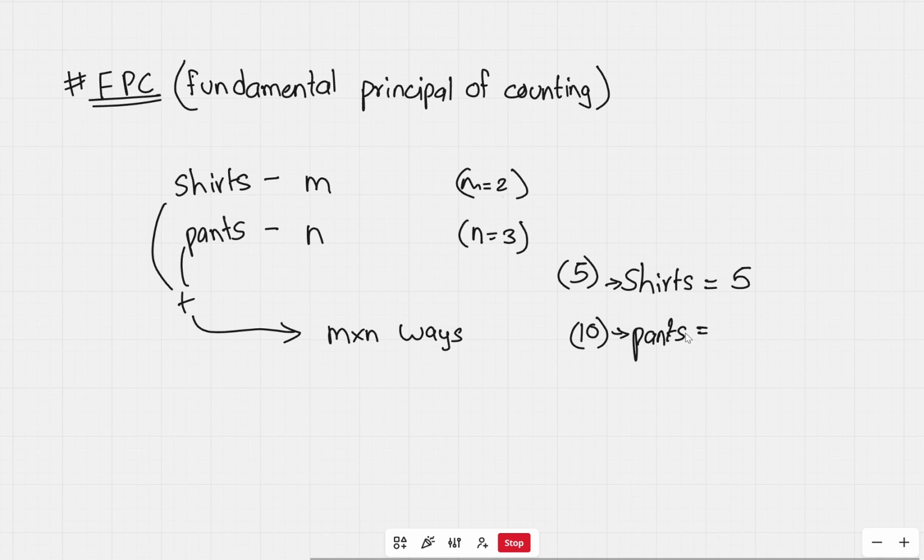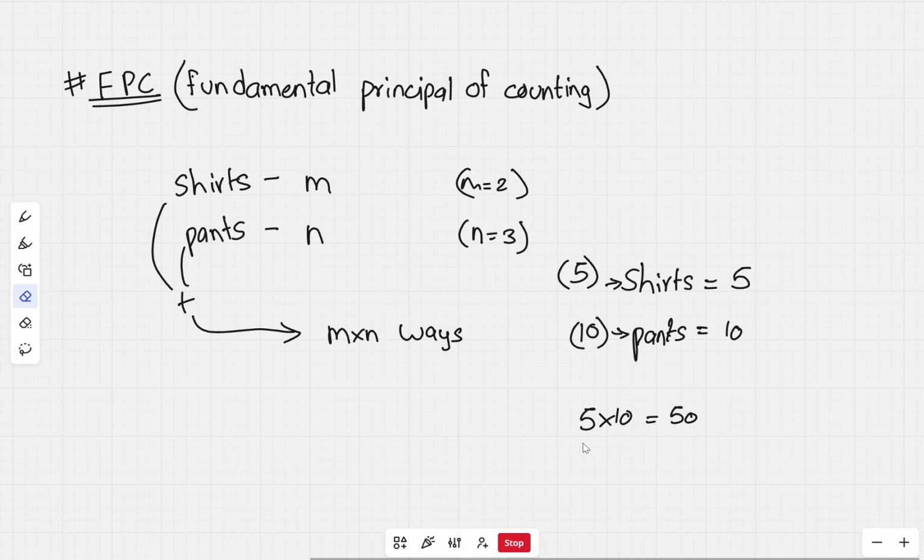Then the number of ways in which I can select a pant is 10 because I have 10 options, right? Now how many total outfits can I make from these shirts and pants without repeating each other? Then simply we'll multiply 5 into 10, which is equal to 50. Then I can make 50 outfits from 5 shirts and 10 pants. So yeah, this is another example of FPC.